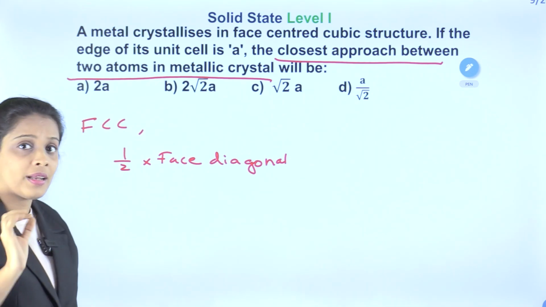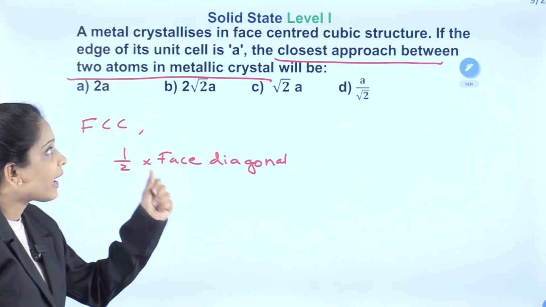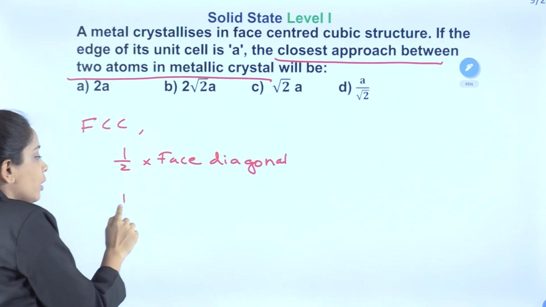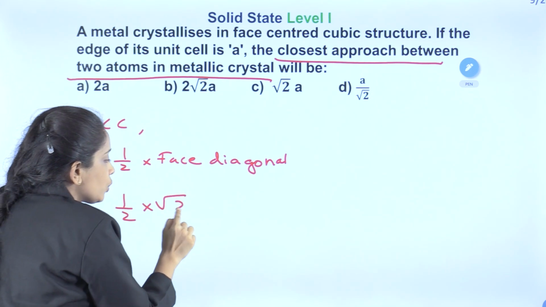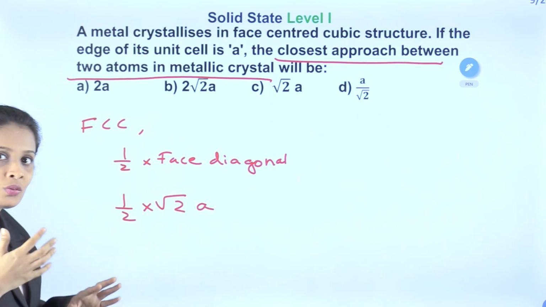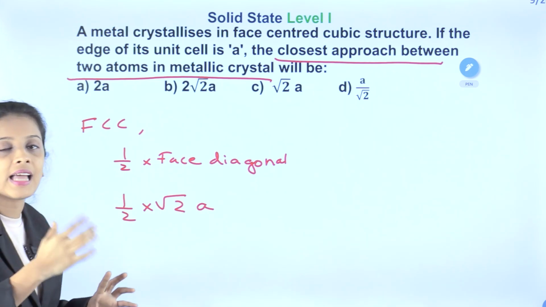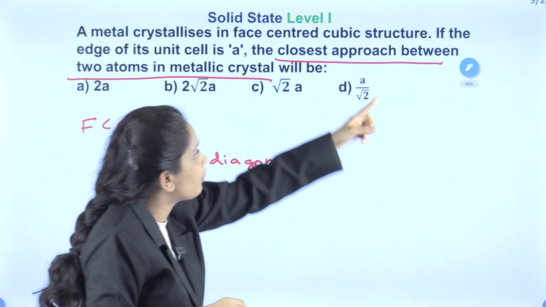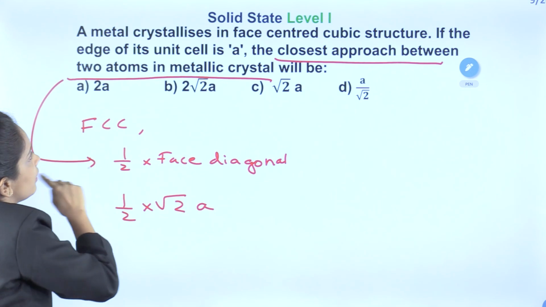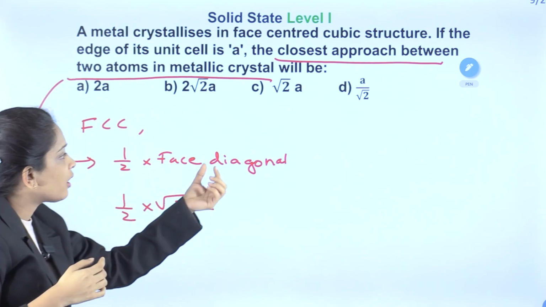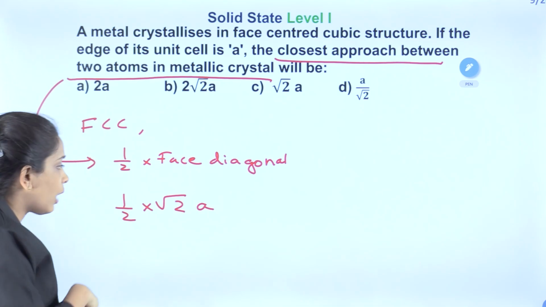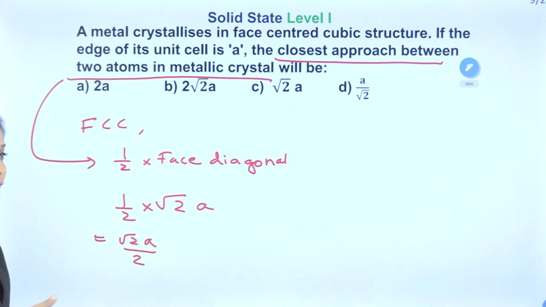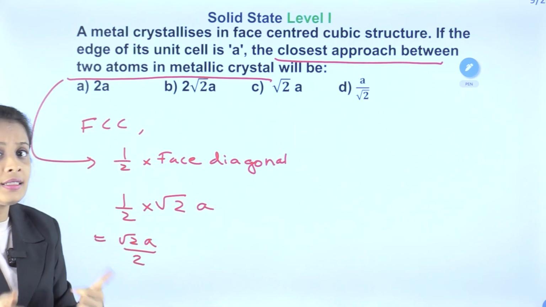But the thing which is very important over here, for FCC, the face diagonal value that we already know, it is nothing but what, student? It is nothing but root 2 times A. A is the edge length, so root 2 times A is the face diagonal value for FCC structure. Yes, this is the formula for the closest approach between the two atoms in the metallic crystal. Okay, this is the formula. Instead of face diagonal, we have substituted its value. So our answer should be root 2A by 2. This should be our answer, but if you see in the options, there is no such answer present.